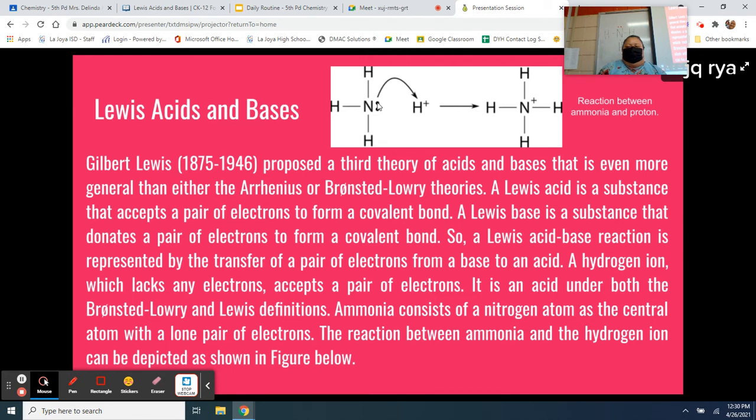Okay, Irvin, read for me. What does it say about a Lewis acid? Second line, towards the end. No, a Lewis acid. Second line. A Lewis acid is a substance.